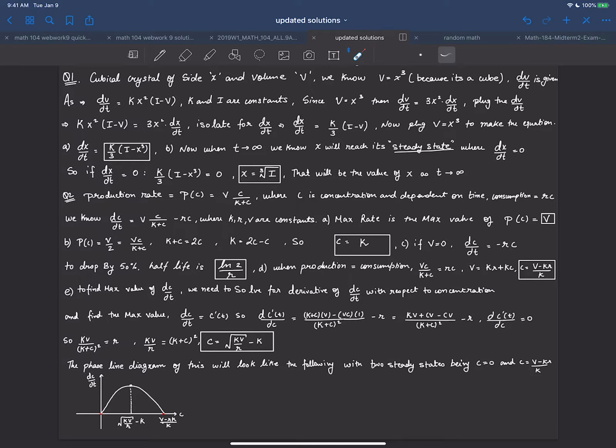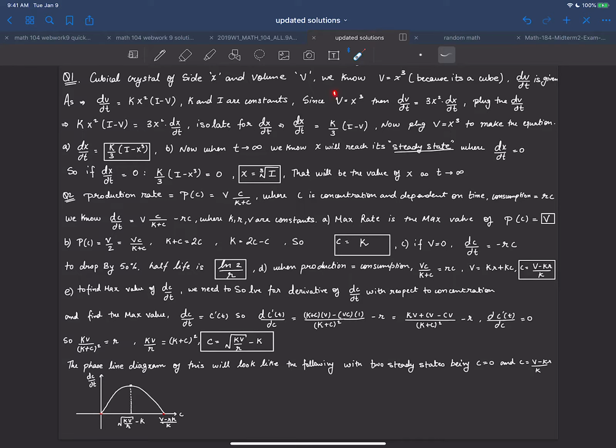So what they've told you is you have a cubical crystal with side x and a volume V. Right away when you know there's a cubical crystal, you can figure out the relationship between the volume and the side as V equals x cubed. Now in this question, dV/dt is given to us as a formula out here, and in that expression, k and I are constants. So given that information, what they want us to do is to find dx/dt.